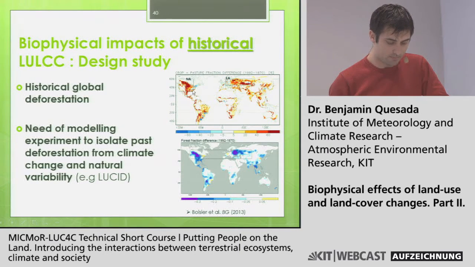You maybe have seen the crop and pasture fraction difference simulated here between 1992 and 1870. We have a large increase in crop and pasture fraction and a large decrease in forest fraction, especially in North America and in Eurasia.